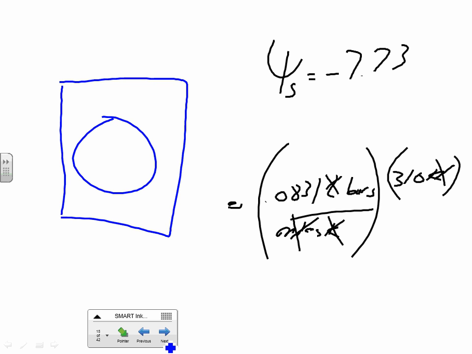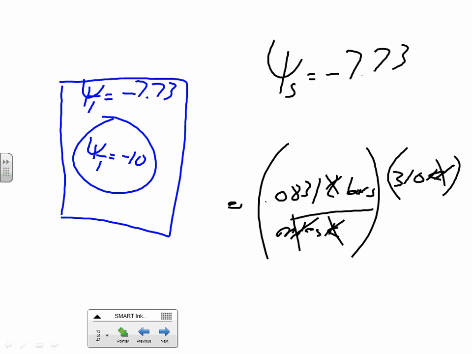Let's just say -10. Okay? So let's say here we have a total water potential of -10. And we put that inside like a dialysis bag. And then we put it in a beaker filled with this solution, where the water potential is negative 7.73.